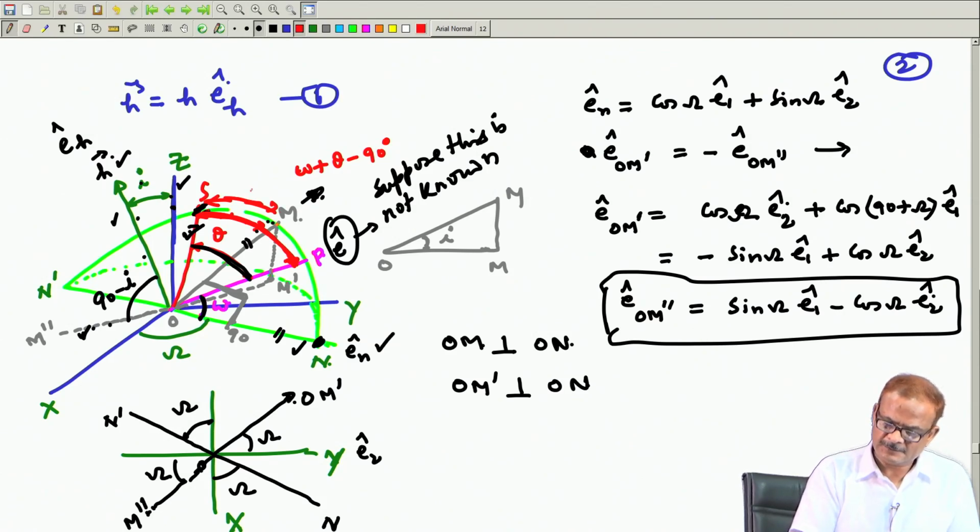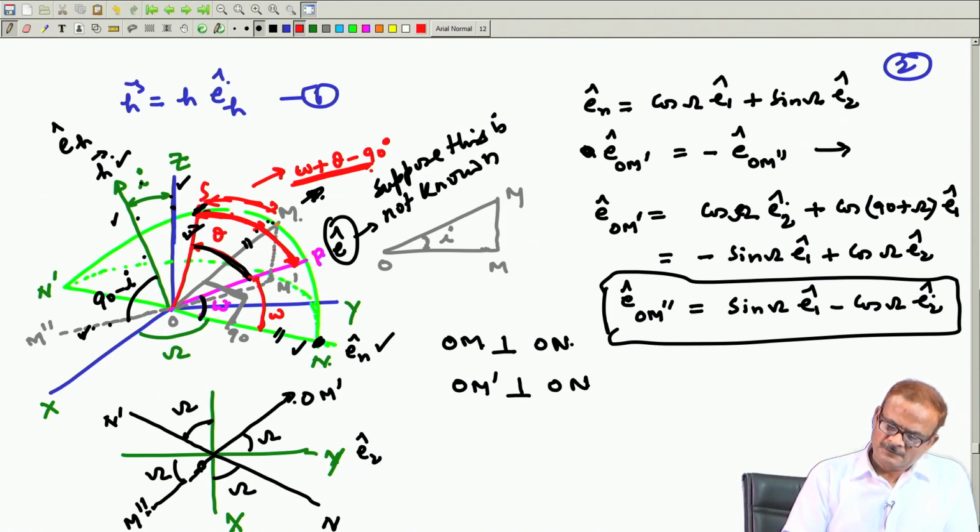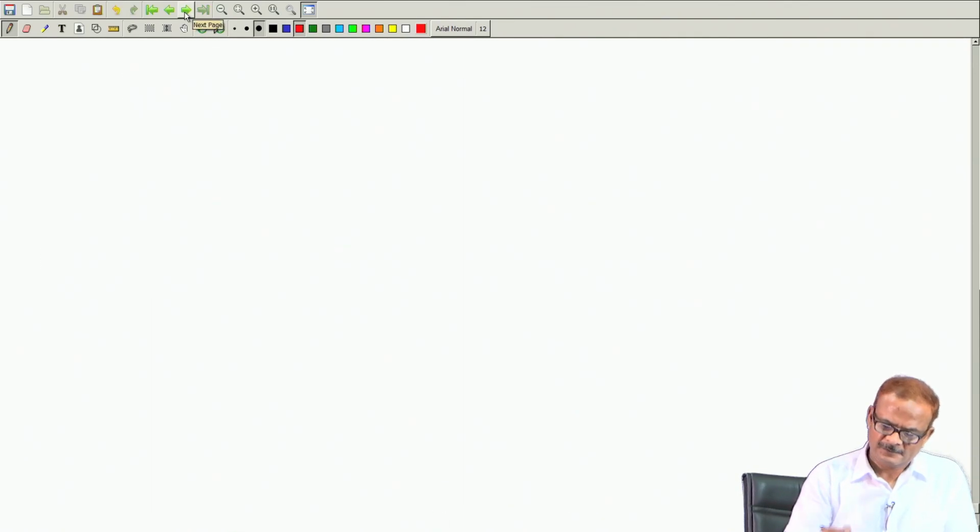This angle is omega plus theta, where omega is the angle from this place to this place. This is omega. Okay, so omega plus theta minus 90 degrees. Repeating on the same figure, the figure gets complicated. So, omega plus theta minus 90 degrees. If we know this angle and the vector along the OM direction, we will be able to work out another way.